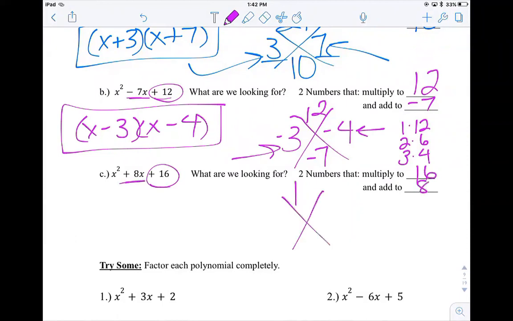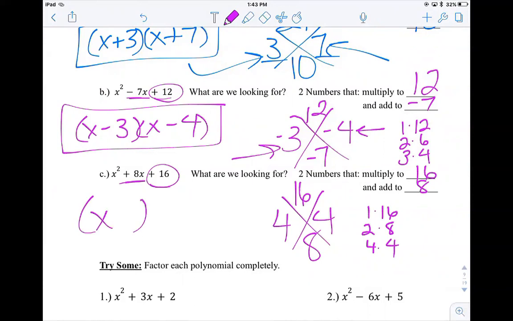So I'm going to set up my diamond. I need two numbers that multiply to give me 16, but add to give me 8. So I want to think of all of the factors that multiply to give me 16. And I come up with 4 and 4. So I have x and x to start my parentheses, and I have plus 4 plus 4.